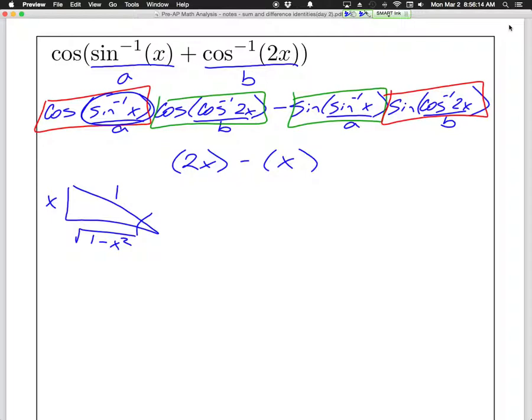Then once I have my triangle drawn, what do we want to do? We want to find cosine. So what's cosine going to be? Adjacent over hypotenuse, so that would be the square root of 1 minus x squared.